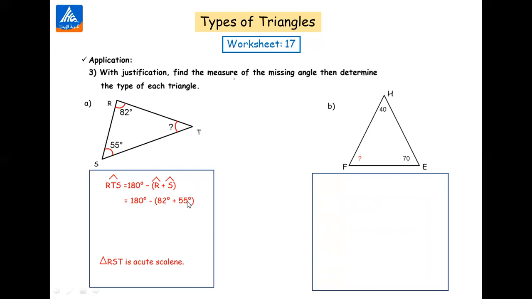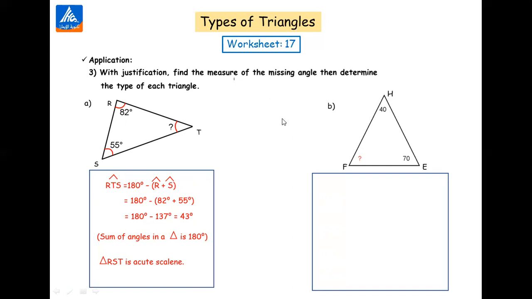82 plus 55 is 137. Let's subtract it from 180 to get that angle T is 43 degrees. And what is the reason? What helped me do this? The sum of angles in a triangle is 180 degrees. So RTS is acute scalene because it has three acute angles, and each one of them has a different measure. So that's why it's scalene.